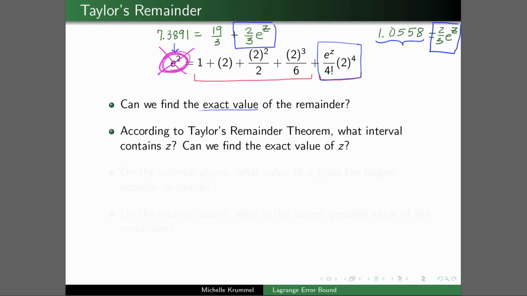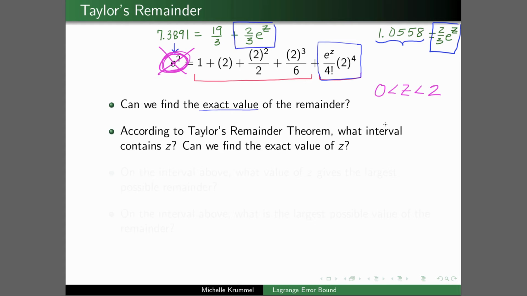But let's consider some other questions. According to Taylor's remainder theorem, what interval contains z? So we were able to find that the remainder was approximately 1.0558, but we haven't solved for z. But according to Taylor's remainder theorem, we know that z is somewhere between our center and the x value where we're making the approximation. Our center in this case is 0, and our x value is 2. So we are guaranteed that z exists, and it's somewhere between 0 and 2.